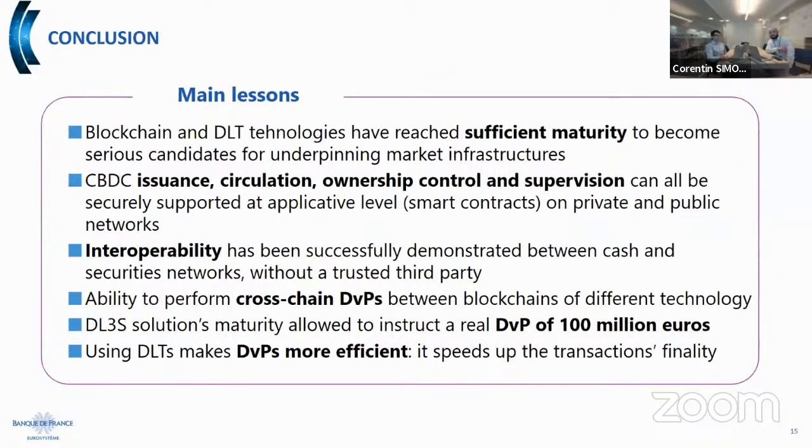Interoperability has been successfully demonstrated between cash and securities networks and without a trusted third party. We have demonstrated the technical feasibility of cross-chain DVPs between blockchains of different technology. The L2S solution's maturity allowed us to instruct a real DVP of 100 million euros. And one last point, using DLTs makes DVPs more efficient as it speeds up transaction finality.